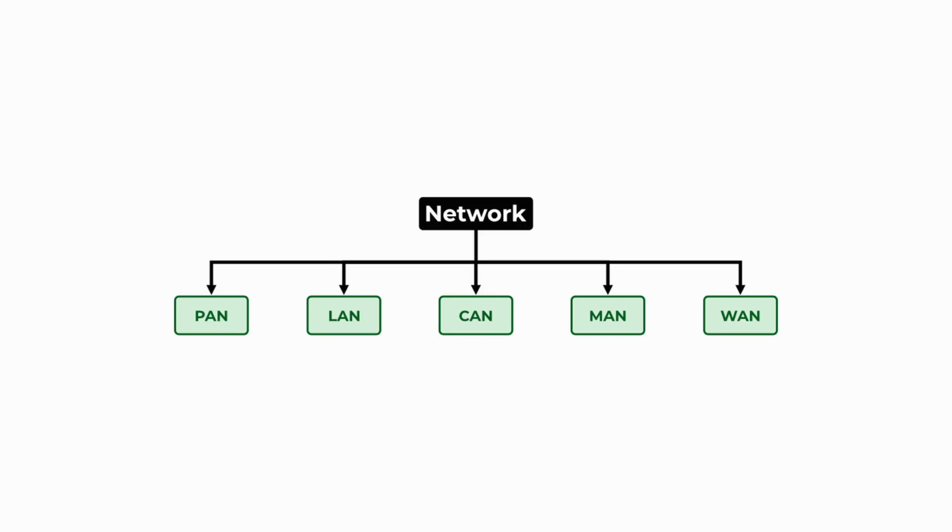PANs are small networks, like when you connect your phone to your laptop using Bluetooth. MANs cover a larger area, like an entire city, and can connect devices together. WANs are even larger, covering entire countries or the entire world. The Internet is the biggest WAN network. This text is saying that computer networks are complicated and have many parts.